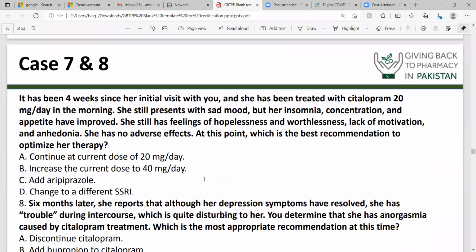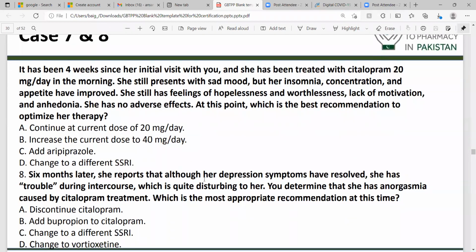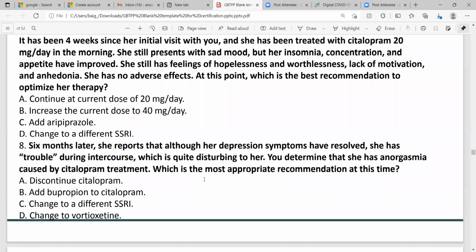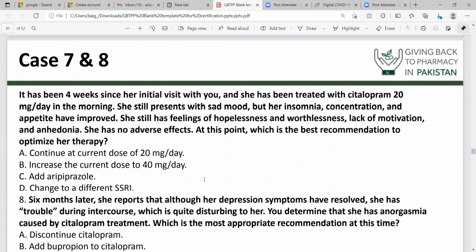Question number 7 is, it has been 4 weeks since her initial visit with you and she has been treated with citalopram 20 milligram per day in the morning. She still presents with sad mood, but her insomnia, concentration, and appetite have improved. She still has feelings of hopelessness and worthlessness, lack of motivation, and anhedonia. She has no adverse effect at this point. Which is the best recommendation to optimize her therapy? Options are continue at current dose of 20 milligram per day, increase the current dose to 40, add aripiprazole, or change to a different SSRI.